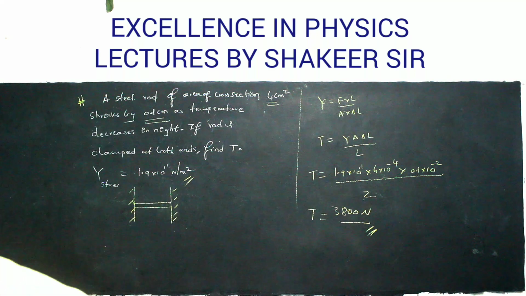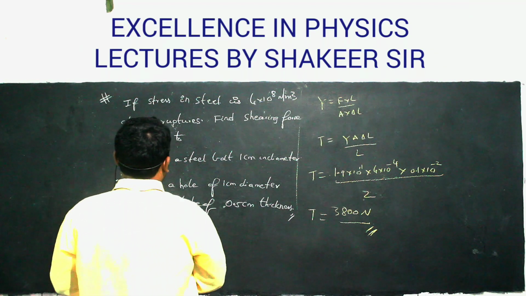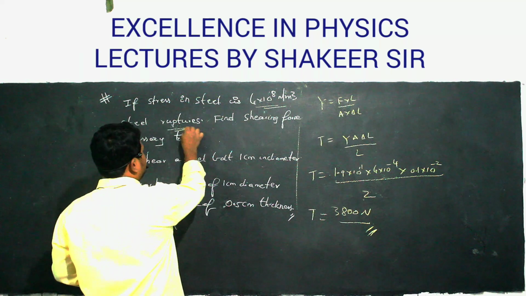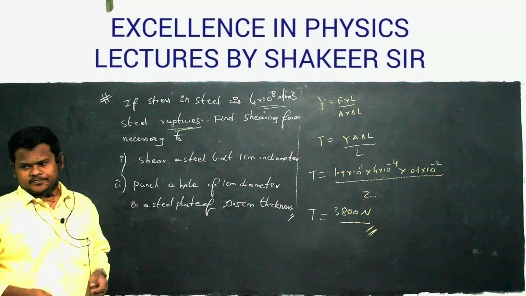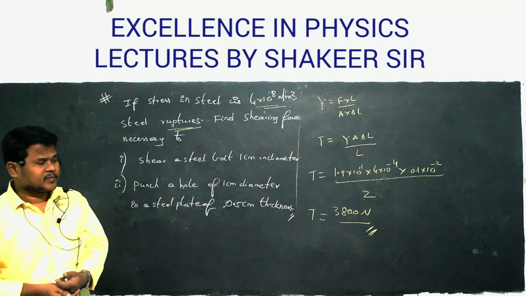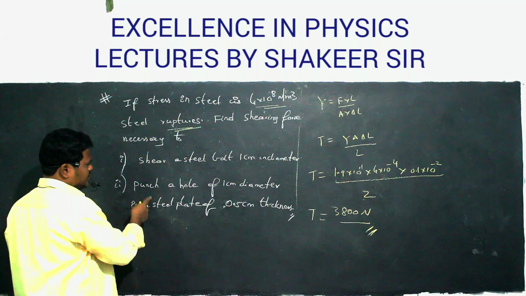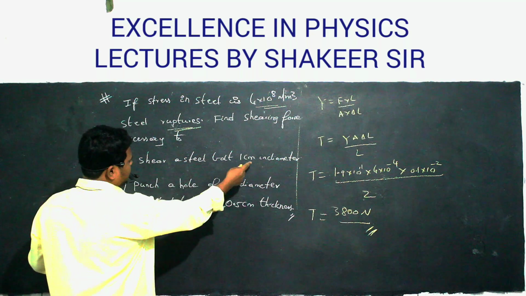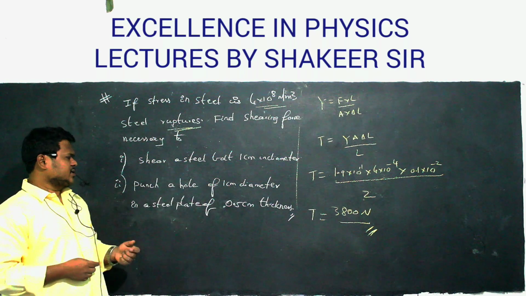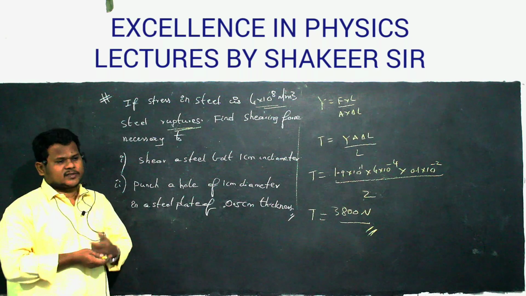So the question is like this. If a stress is this much, then this steel will rupture. What is meant by rupture? This will break down, this will bend, whatever it may be. Clear? So find the shearing force necessary in these two conditions. First, shear a steel bolt 1 centimeter in diameter, and next punch a hole of 1 centimeter diameter in a steel plate of 0.5 centimeter thickness.